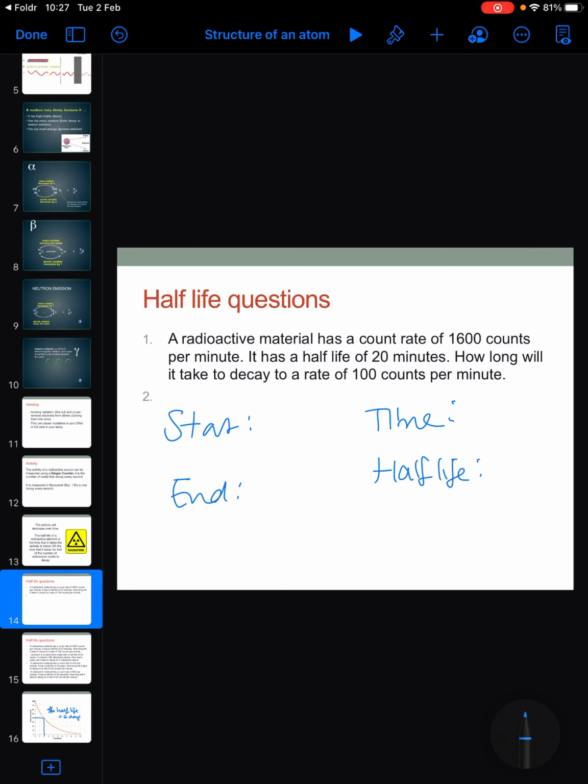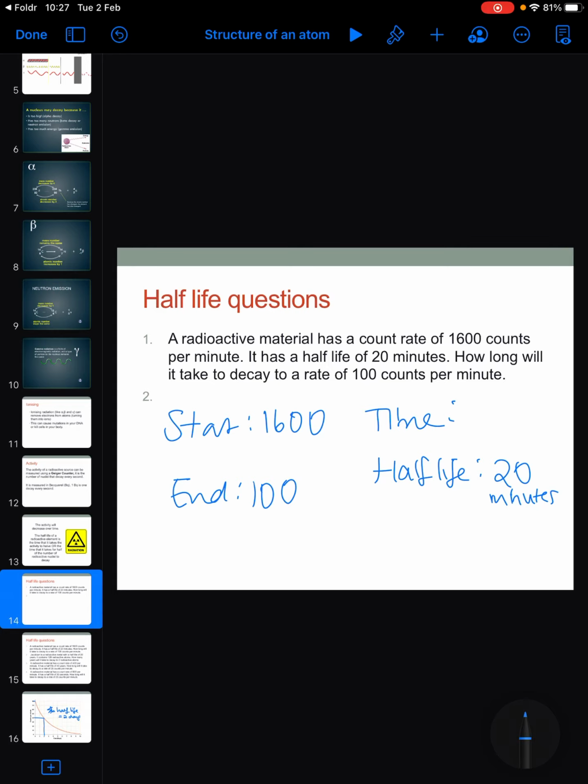So let's read this question together. A radioactive material has a count rate of 1,600 counts per minute. So it starts off at 1,600. It has a half-life of 20 minutes. How long will it take to decay to a rate of 100 counts per minute? So you can see here, I've got start, end, half-life, but I don't have the time.